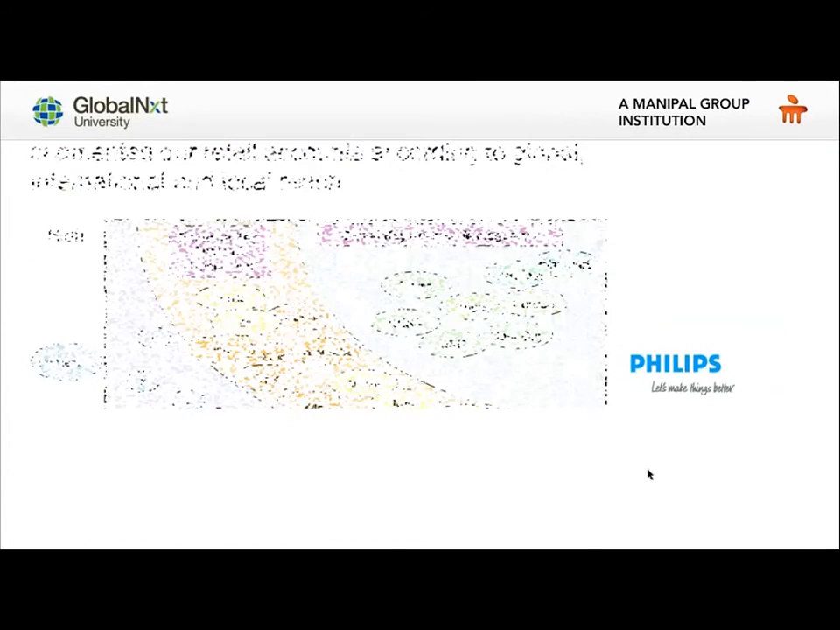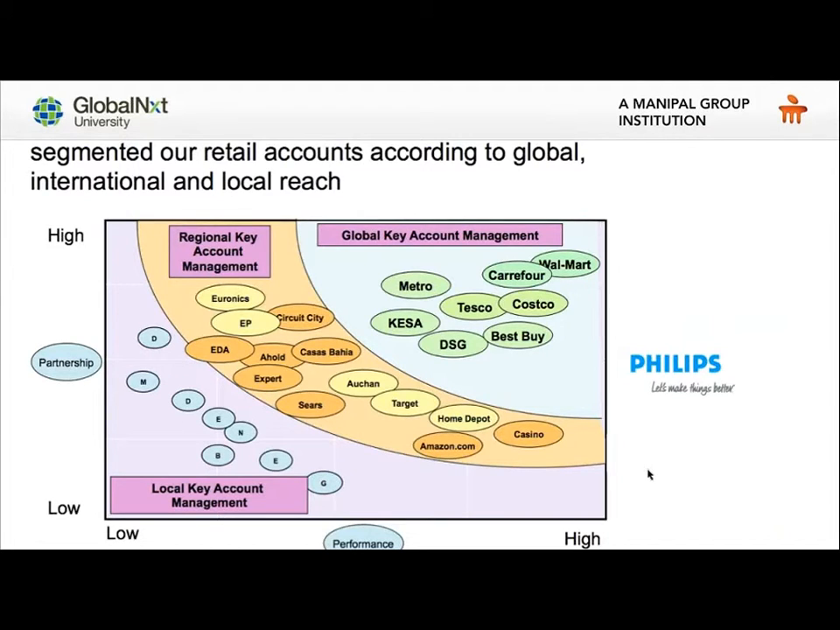Now, this is another view, basically, of how they organize their accounts. The top right-hand corner, those are what they call their key accounts, global key accounts. So some very big names there, the Walmarts, the Tescos, the Carrefours.